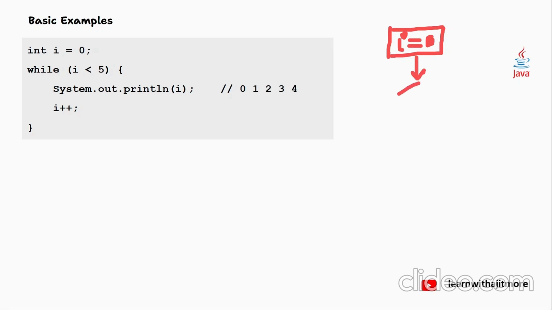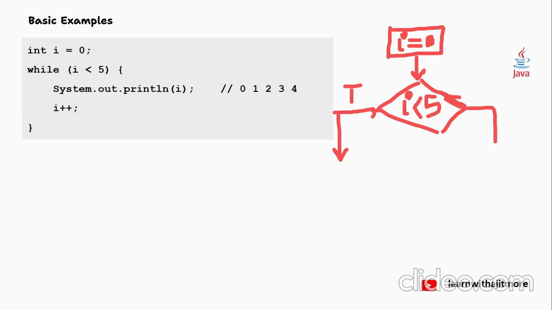Then in the beginning, it will check the condition. What is the condition? I less than 5. There are two outcomes. For the condition, there are only two outcomes. Either the condition is true or the condition is false. If in the beginning the condition is false, I is not less than 5, then it directly continues with the remaining code. But if true, then it will come and print I.